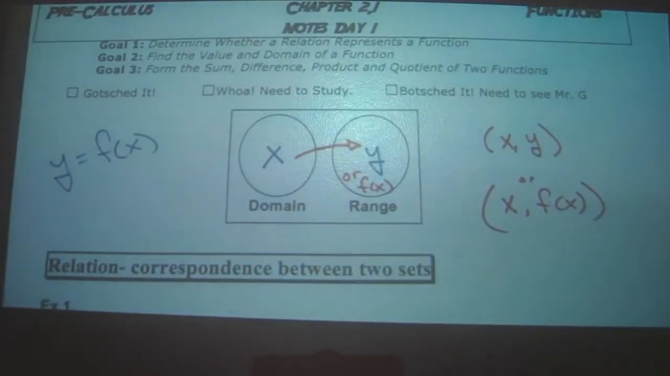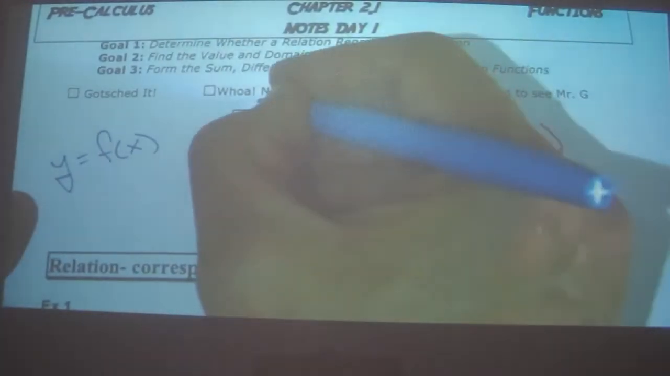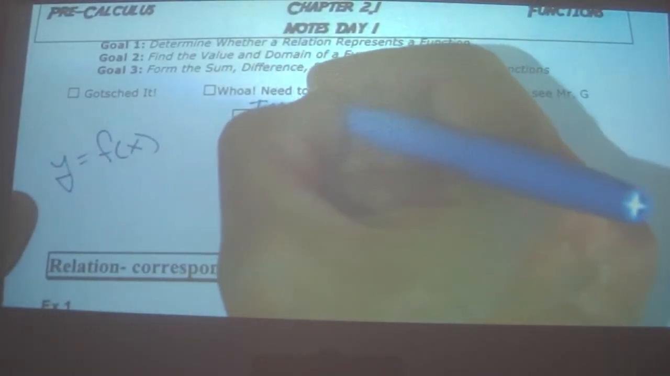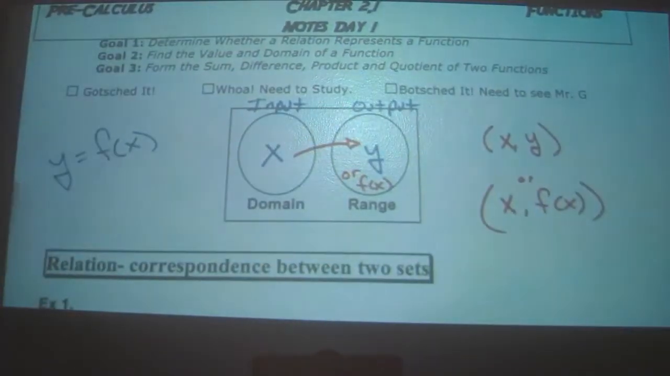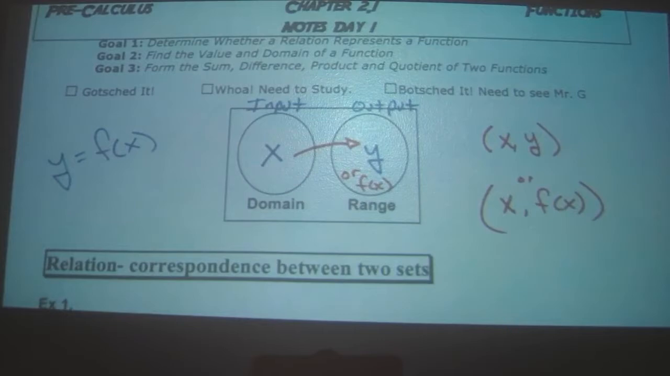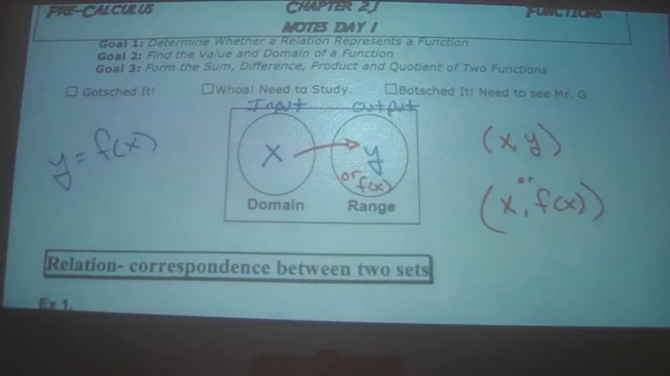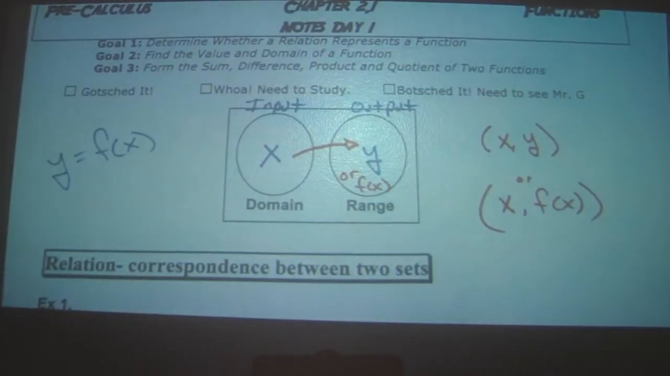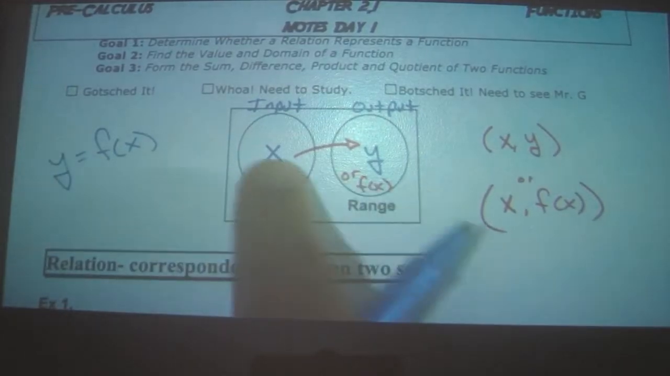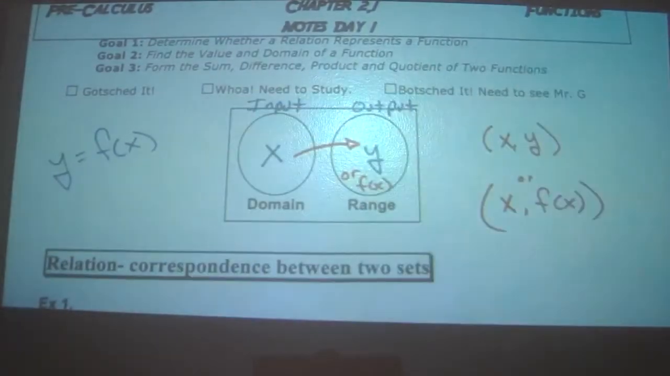Some other words that we use when we're talking about functions, we talk about input and output. When you have a function, a lot of times we take the x value and we plug that in, and then we get something back out. So if I had like y equals 2x plus 3, we would plug in a number, and then we would get something back out for y. Okay? So domain, range, x, y, input, output.